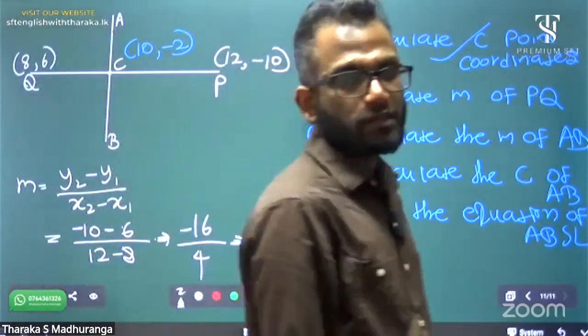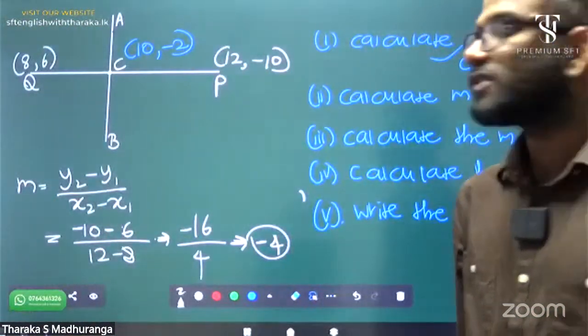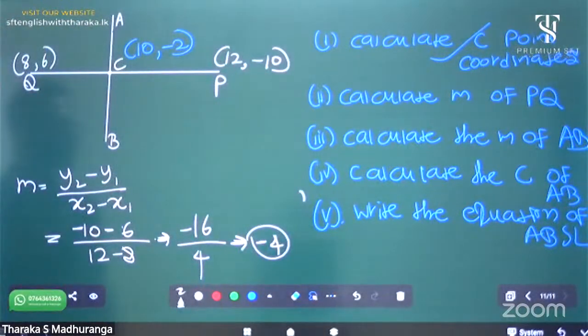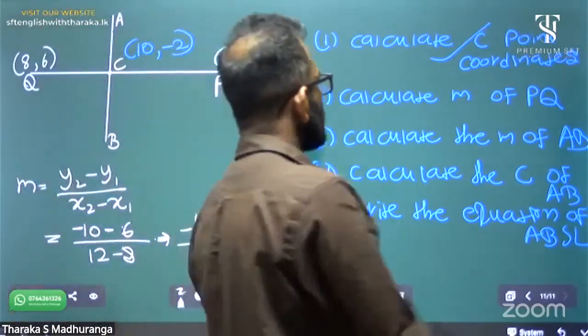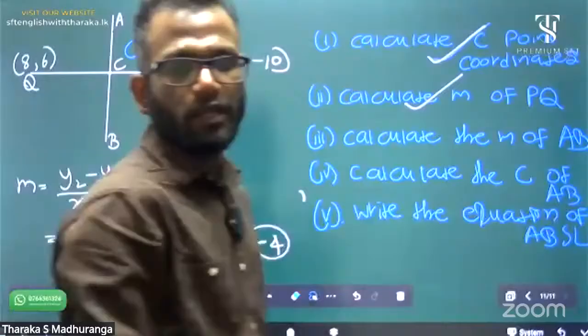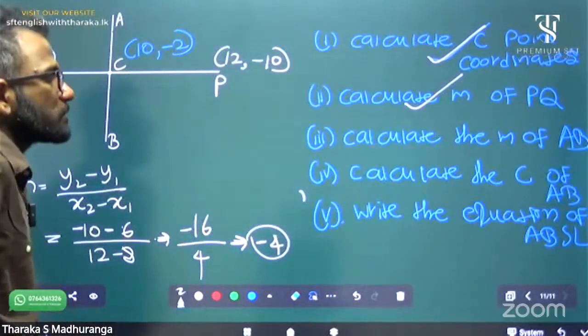Minus 4 is the answer, not plus 4. Minus 4 is the gradient. Okay, that's the gradient of the PQ straight line.